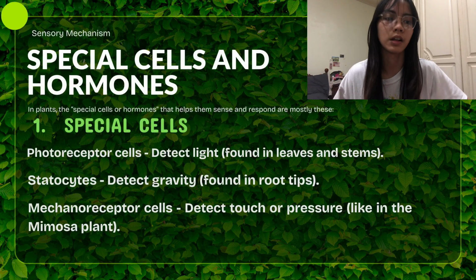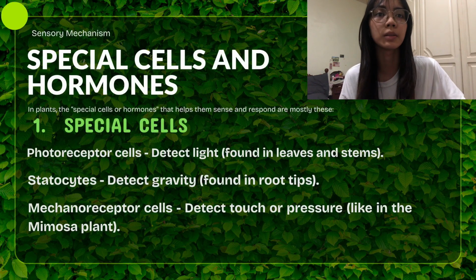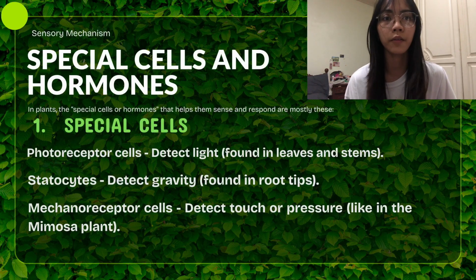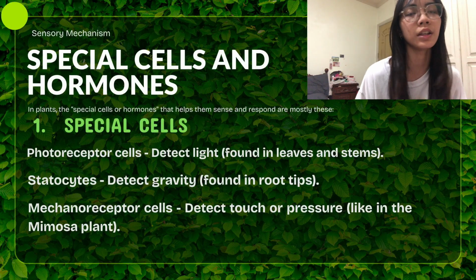So there are special cells and hormones in plants. The first one is the special cells in plants. Photoreceptor cells, as we have discussed earlier, but this time in plants. Photoreceptor cells detect light.